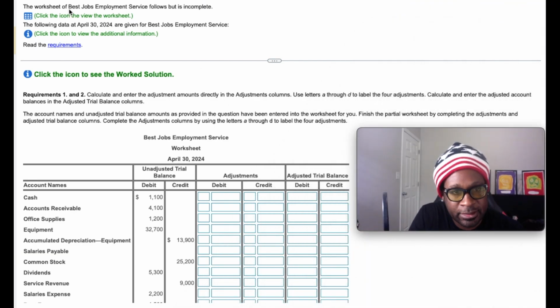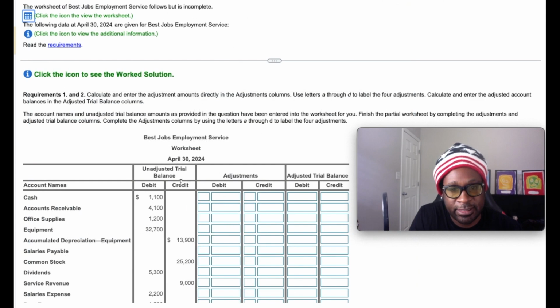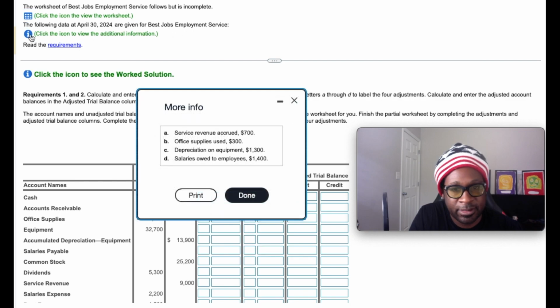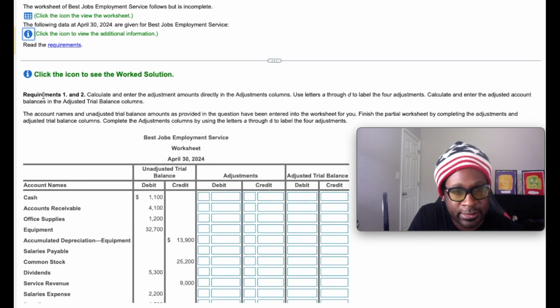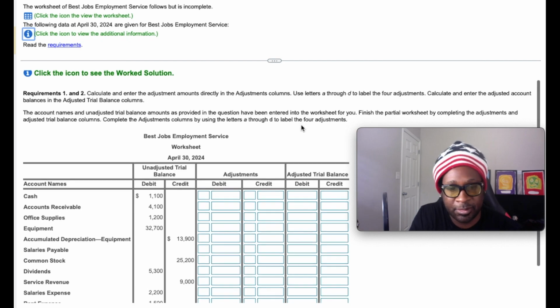So we have the worksheet of Best Jobs Employment Services, file incomplete. Click on the icon to view the worksheet. So this is the same worksheet as here. Then it says the following data are given for the employees. Let's see what we have here. So we have 4 transactions, adjusting entries. All right, and then it says requirements 1 and 2: calculate and enter the adjustment amounts directly into the adjustment columns using letters A through D. Calculate and enter the adjusted account balances and the adjusted trial balance.